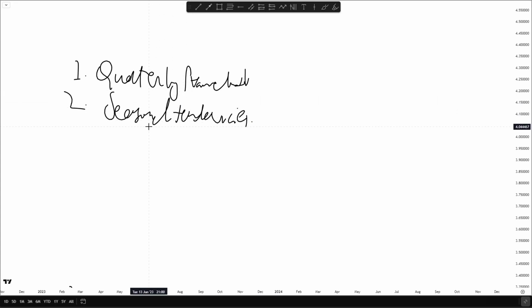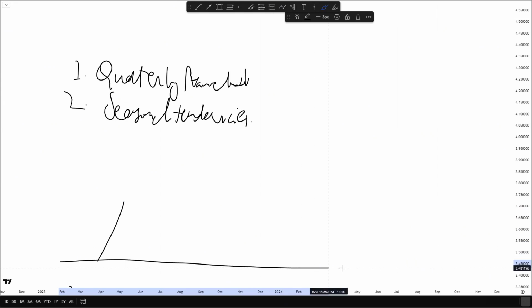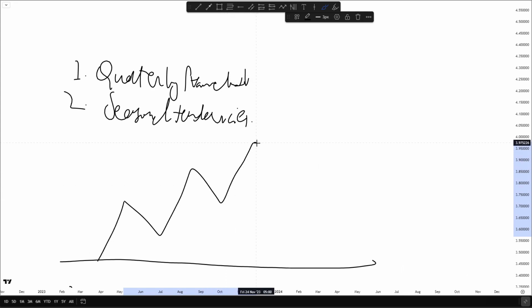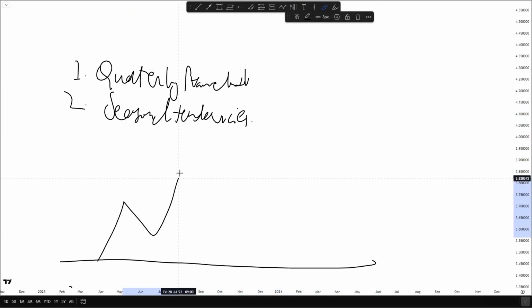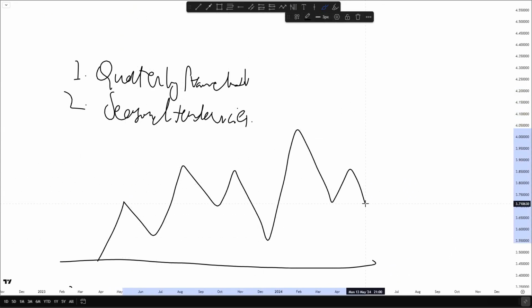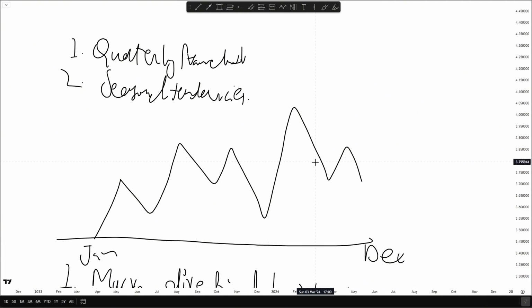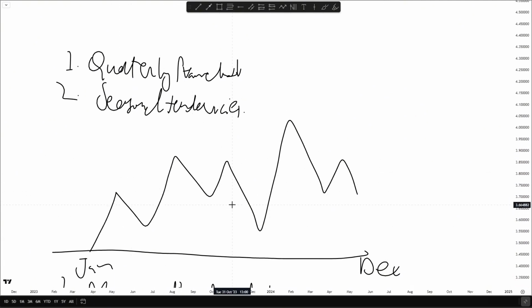So what we do first of all is we look at the seasonal chart for our respective asset. Okay, and the seasonal chart basically tells us or gives us a 12-month overview of how that asset has behaved historically on average in the past 20 to 30 years. Okay, it may look something like this from January to December. This is basically how a seasonal chart looks like.